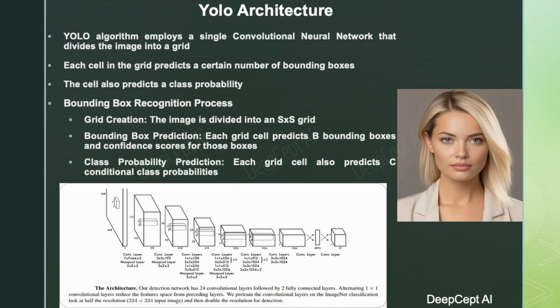During the bounding box recognition process, YOLO first divides the input image into the grid, then predicts a predetermined number of bounding boxes, B, and confidence scores for each box within every grid cell. Additionally, each grid cell estimates conditional class probabilities, C, using softmax activation, allowing the model to assign probabilities to each class for every predicted bounding box. This streamlined architecture and bounding box recognition process enable YOLO to achieve real-time object detection with both speed and accuracy, making it a widely adopted solution for various computer vision tasks.